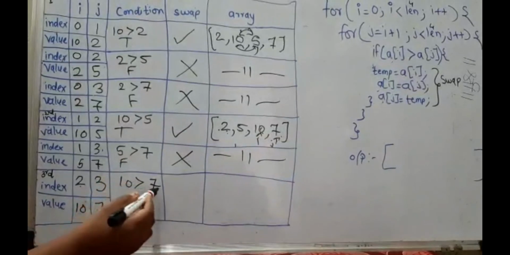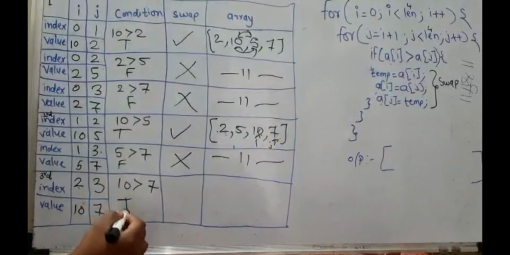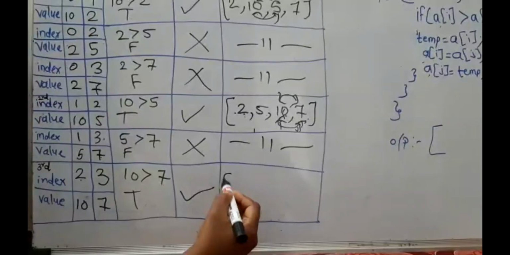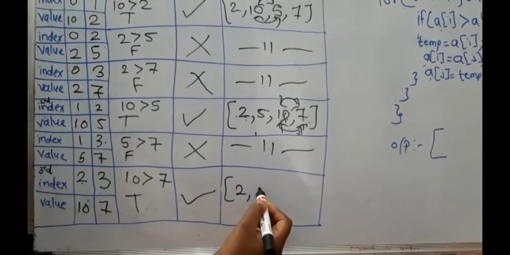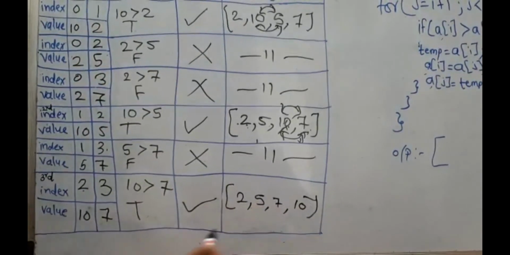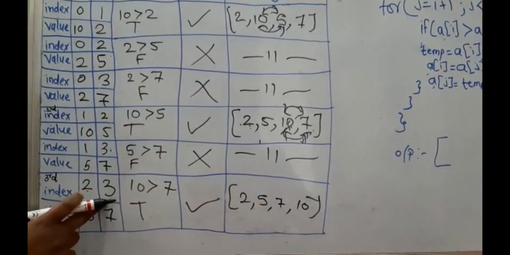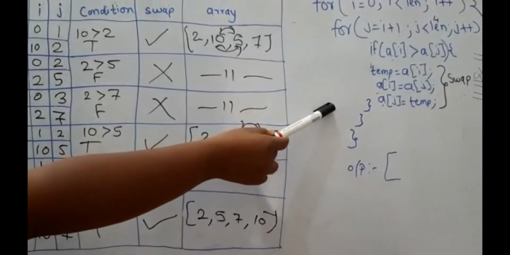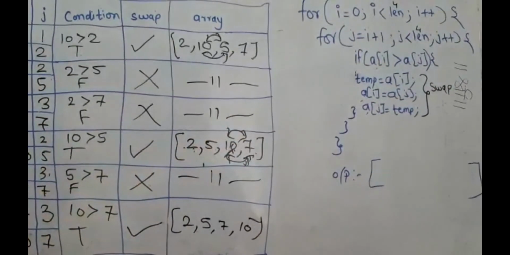So 10 is greater than 7. Yes, our condition is true, so we have to swap those values. So our array became 2, 5, 7, 10 after swapping. Now j's value gets incremented, which is 4. So 4 is not less than 4, so it exits from the inner for loop.